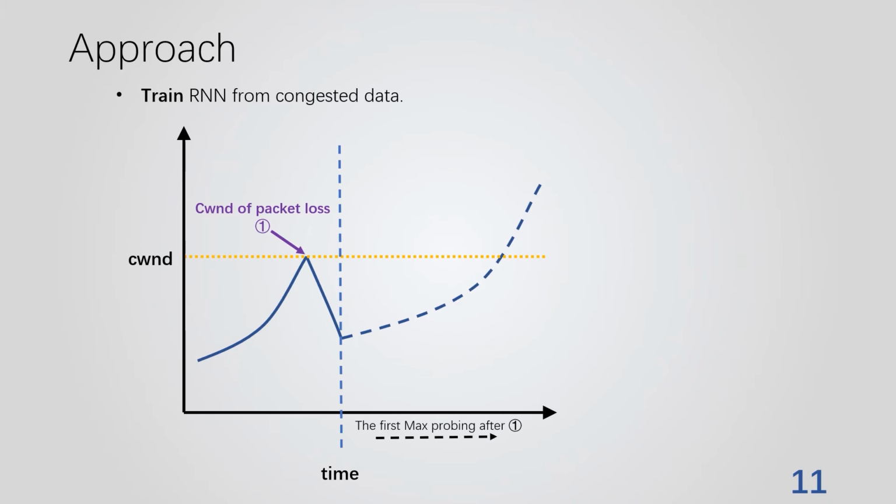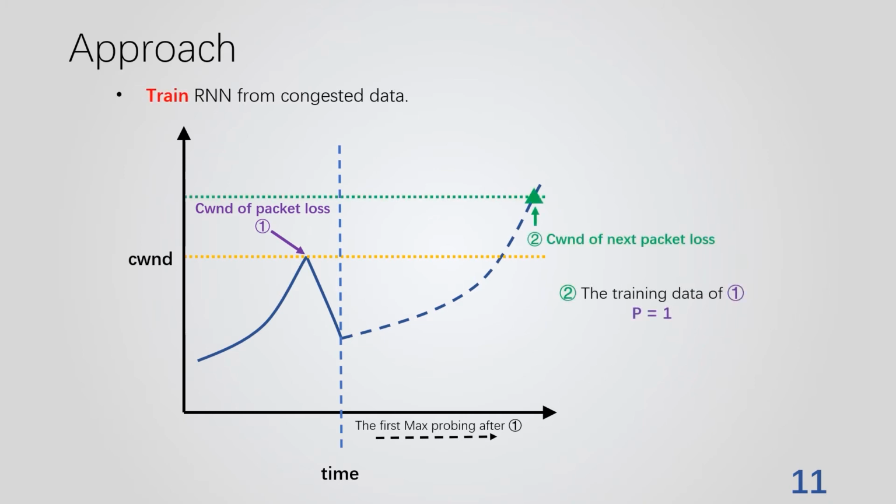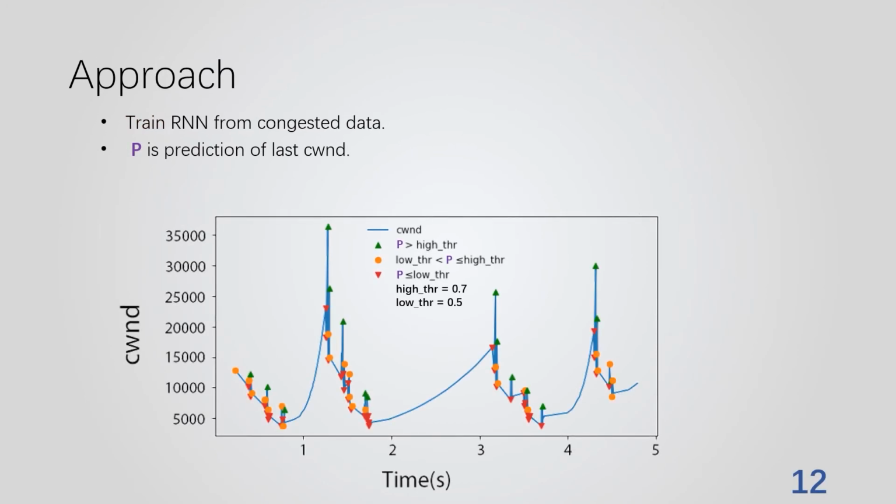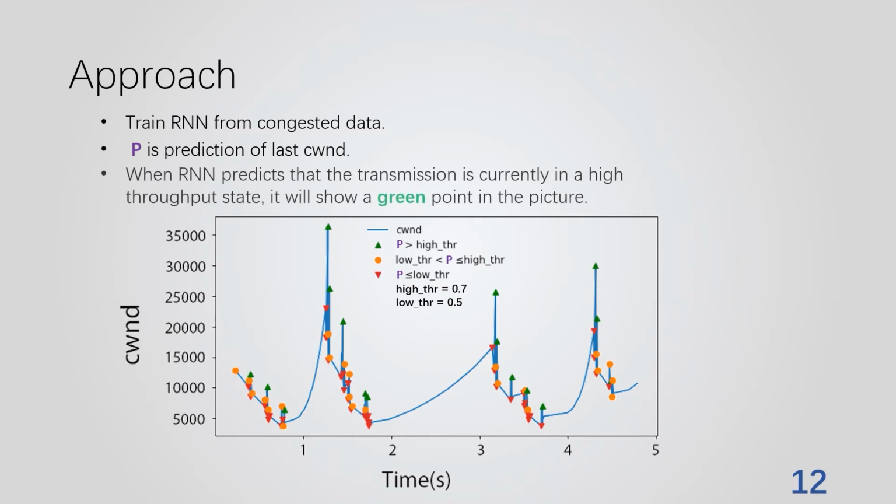Point 1 means a packet was lost there. After the packet loss, in the first max probing, if the congestion window at the next packet loss, point 2, is higher than point 1, we set the prediction of point 1 to 1, which we marked in green in the picture. If point 2 is lower than point 1, we set the prediction of point 1 to 0, which we marked in red in the picture. Here is a picture describing how we train the recurrent neural network from congestion data. In the picture, P is the prediction of the last congestion window.